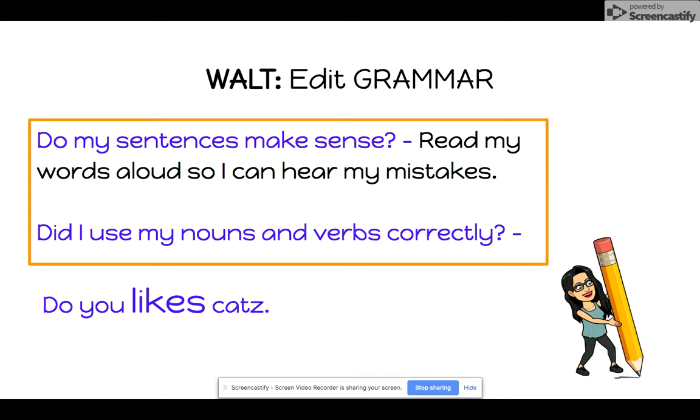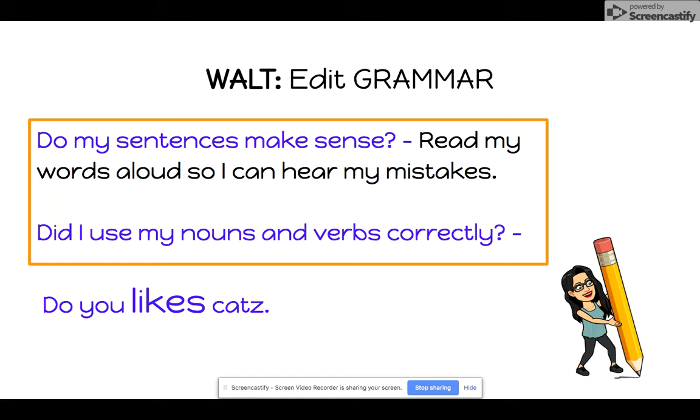I'm going to look at grammar first. Do my sentences make sense? Read my words aloud so I can hear my mistakes. That's really, really important. Sometimes when you're writing, you can't always see your mistakes, but if you read it aloud, your ear will pick up on your mistakes. Did I use my nouns and verbs correctly?